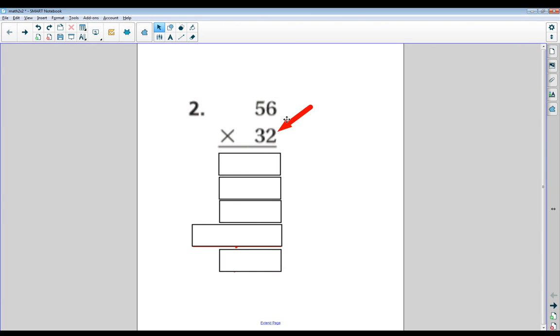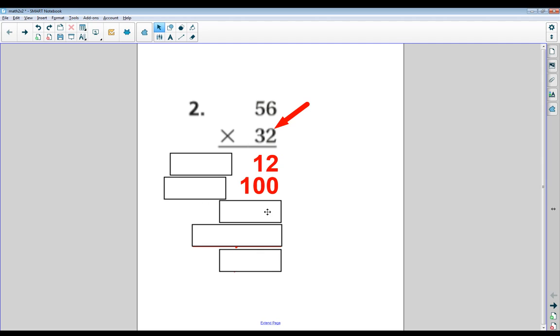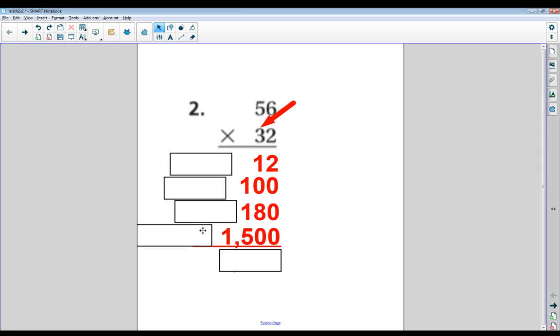We explored two-digit by two-digit multiplication and solving it using four partial products. And it kind of went like this. 6 times 2, the ones times the ones, gives you a product of 12. Then 5 tens times 2 ones gives you a product of 100. Then 6 ones times 3 tens would give you a product of 180. And finally, 5 tens times 3 tens would give you a product of 1,500.